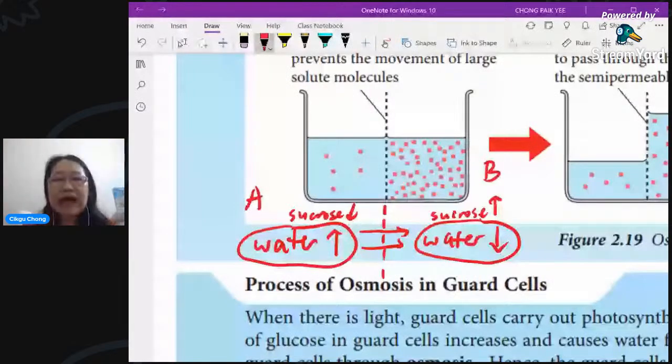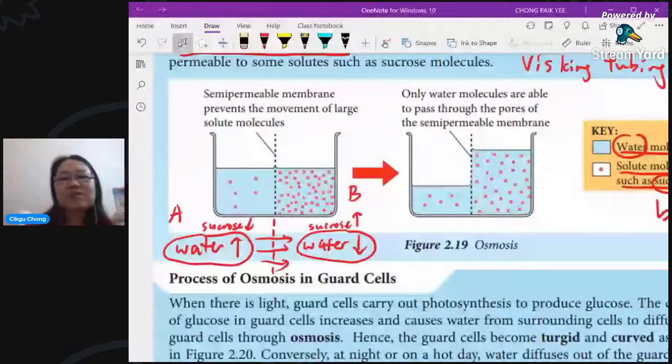And after a while, maybe 30 minutes later, you will find the water level will not be the same. Now why? Water will rush in from side A to B, but the red dots here represent sucrose, and the sucrose stays the same. See how many I draw here? 1, 2, 3, 4, 5.